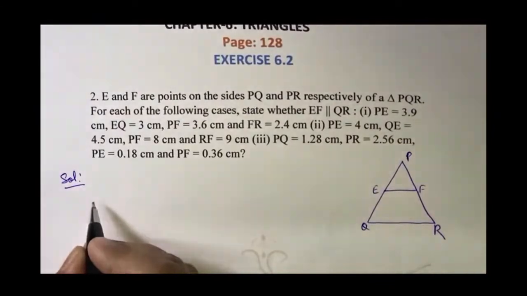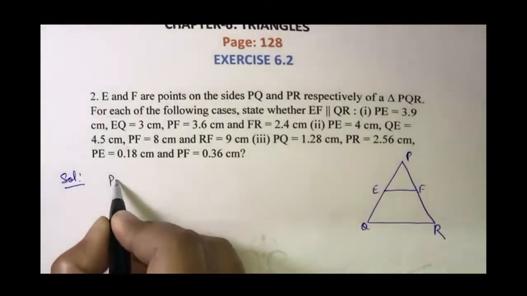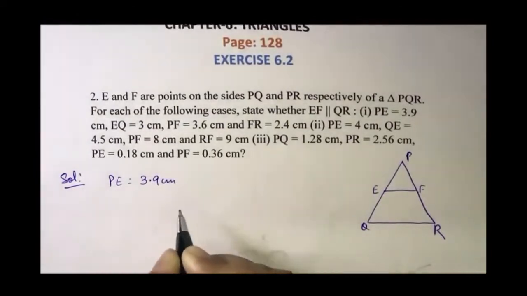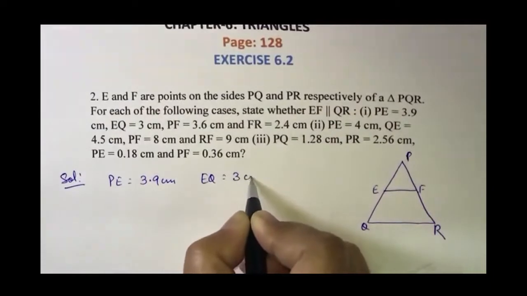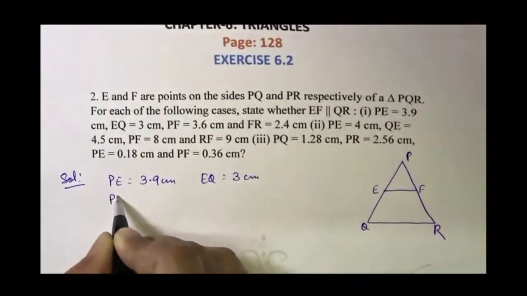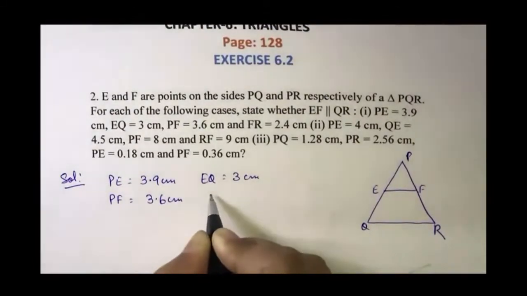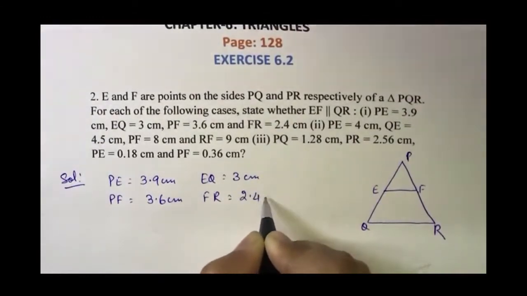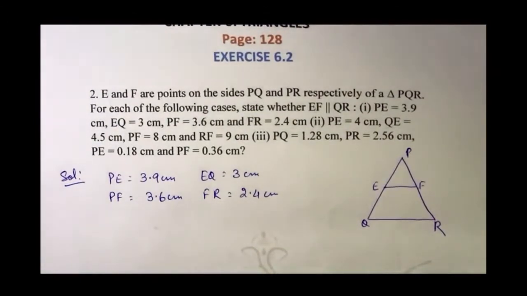So the first part, now what is given? Given that PE is equal to 3.9 centimeter, EQ is equal to 3 centimeter, PF is equal to 3.6 centimeter and FR is equal to 2.4 centimeter. So now how to use the Thales theorem here?